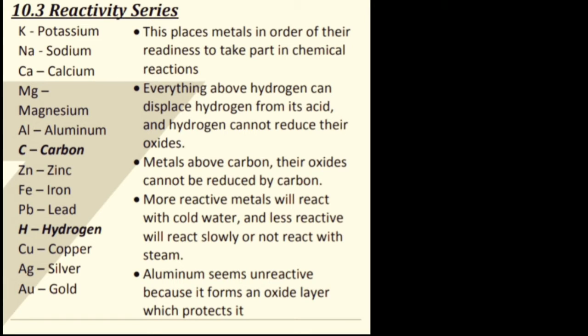Okay, next we have to discuss the reactivity series. Reactivity series means arrangement of metals according to their decreasing order of reactivity. See here: potassium, sodium, calcium, magnesium, aluminum, carbon, zinc, iron, lead, hydrogen, copper, silver, gold. This is the reactivity series. Moving from top to bottom, reactivity decreases.